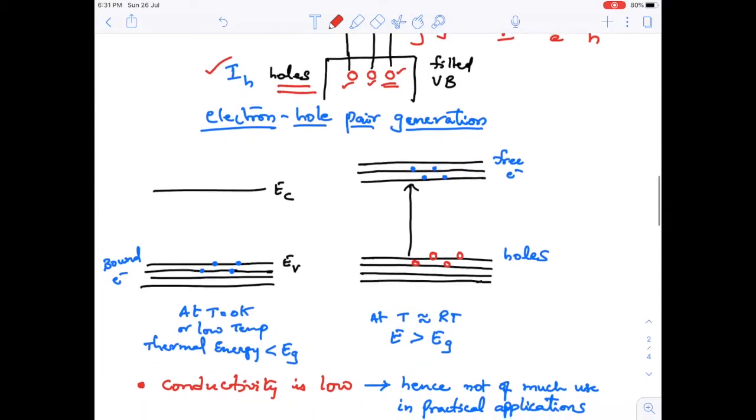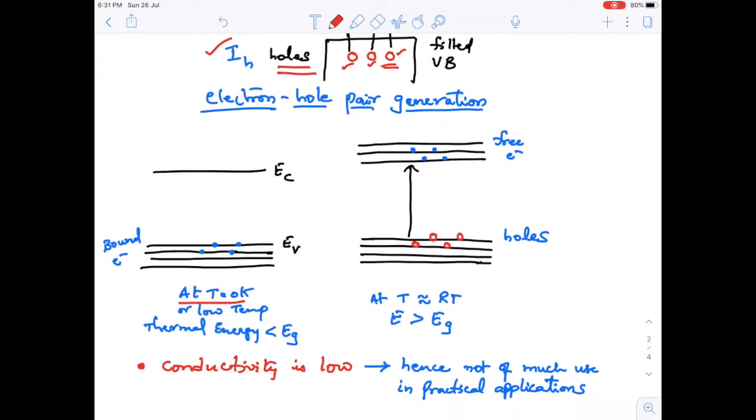Now, look at the same thing. At T equal to 0 Kelvin or at very low temperatures, what will happen? The thermal energy will be less than Eg. Then all the electrons will be bound, there is no breaking up of covalent bonds, and no electron reaches the conduction band. But when the temperature increases and reaches near room temperature or above, what will happen? The energy will be greater than the energy gap, and therefore the bound electrons, the filled electrons in the valence band, will leave.